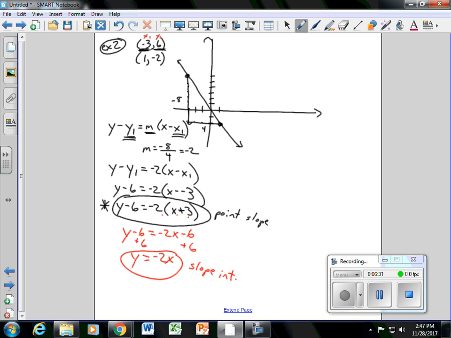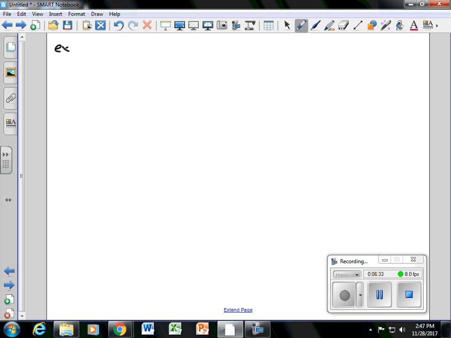Okay, let's take a look at another example. Let's say they give me a point on a line. Let's say my line goes through the point 3, 4. And then they tell me that the slope is 1/2. They want me to write the equation in slope-intercept form. Well, you know what? Let's do point-slope form for this one.